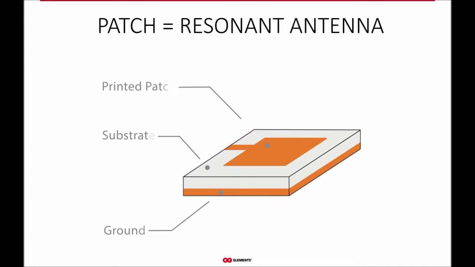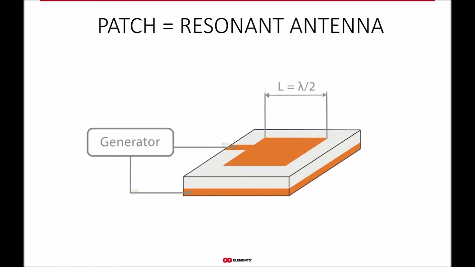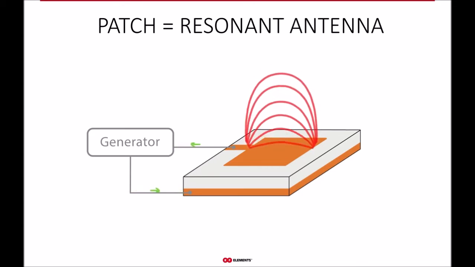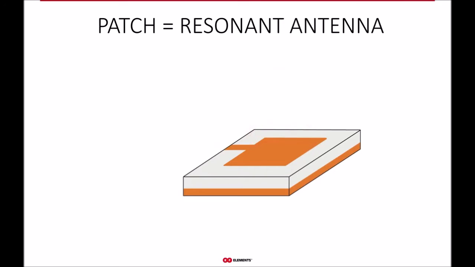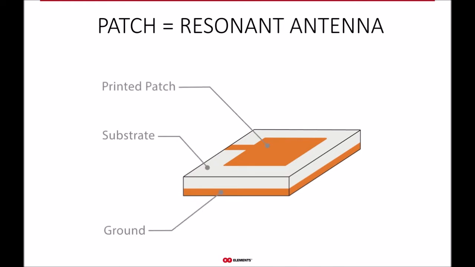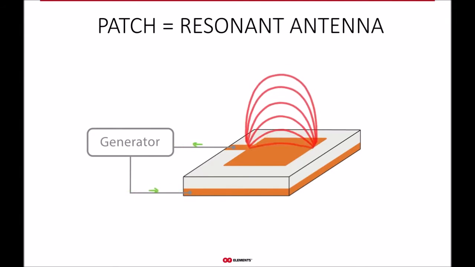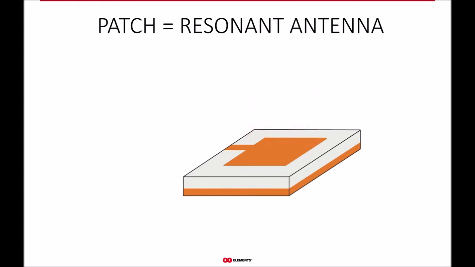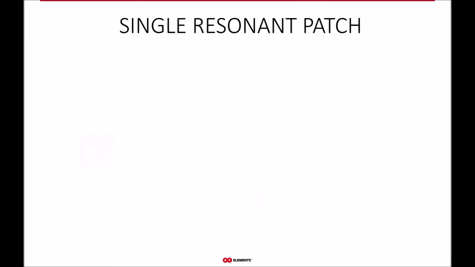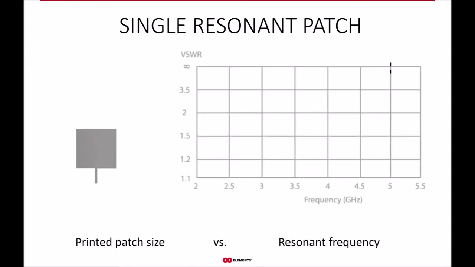A single patch etched on the surface of a PCB laminate is a resonant type of an antenna. So the resonance is a phenomenon that occurs when the length of the patch is equal to half of the wavelength of the signal that is fed to it, where by wavelength we mean the distance over which the feeding signal repeats its shape. So if this condition is fulfilled, the antenna radiates the signal into free space.